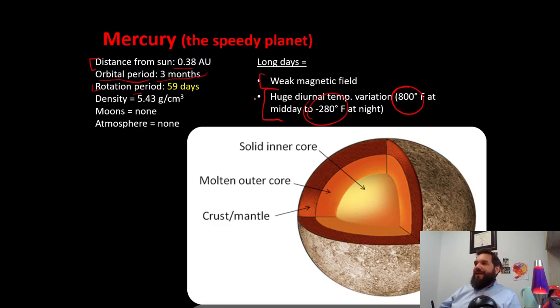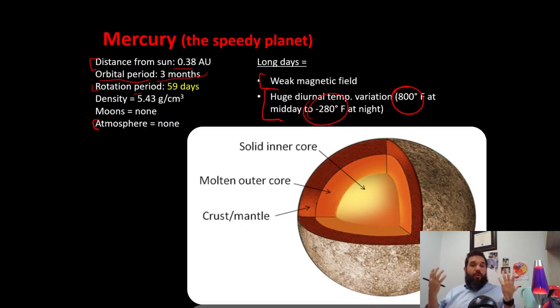Has a very weak magnetic field. Remember how important that magnetic field is. That magnetic field is what helps us sustain life here on planet Earth. It protects us from solar winds. It also protects the atmosphere from being blown away by solar winds. So you can imagine that Mercury has no atmosphere, none. It's too small, it has not enough mass to keep the atmosphere tamped down.